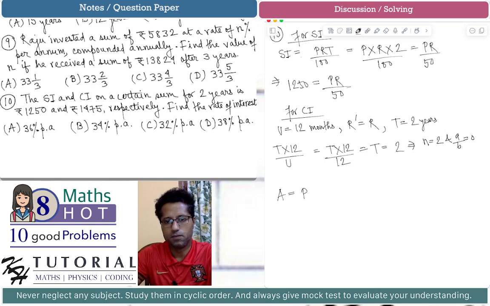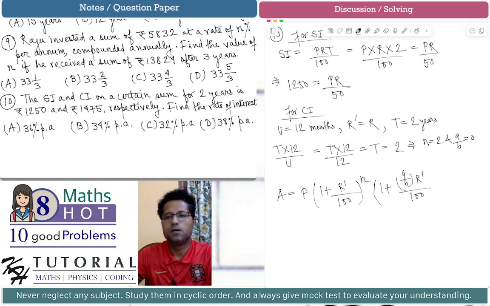Amount is equal to P multiplied by (1 plus R dash divided by 100) to the power n, multiplied by (1 plus A by B). So this is the general formula of computing the amount for the compound interest.